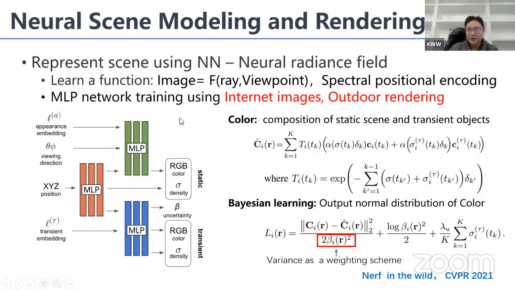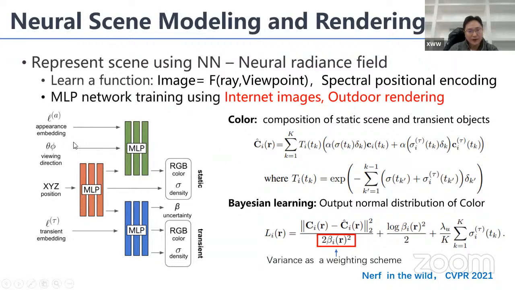So in an outdoor scene, for example from internet images, the user might take the image at a different time in the day, so the lighting will change. So it's very difficult for neural radiance field to directly handle such kind of input. So this is an extension of the neural radiance field network. It's called NeRF in the Wild.